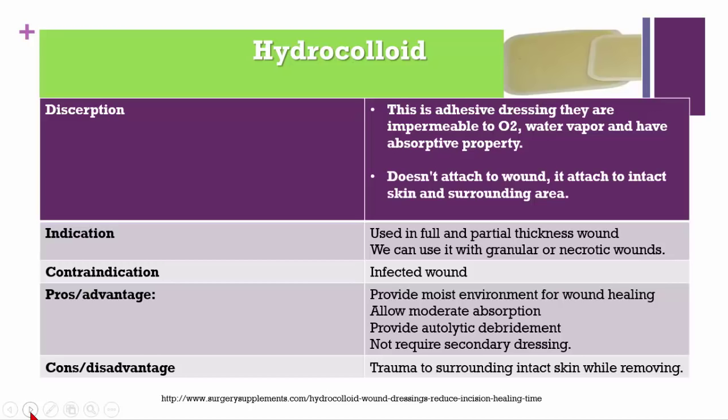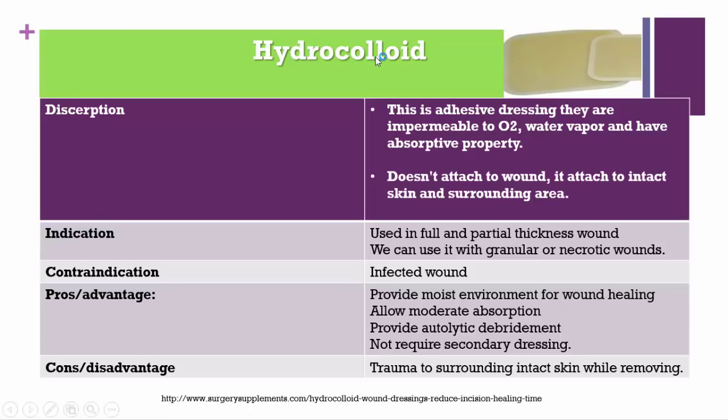So hydrocolloid dressings, they look like this. The description is that it is an adhesive dressing. They are impermeable to oxygen and water vapor and have absorptive property. It won't attach to the wound, it attaches to the intact skin and surrounding area. For example, if you have a burn on your arm or hand, this will attach to the peri-wound area. It won't attach directly to your wound.